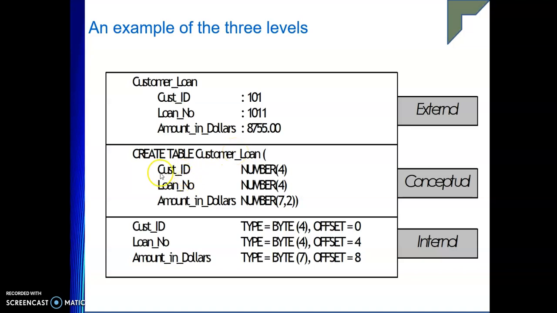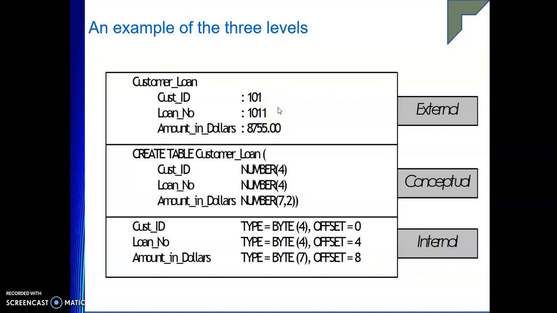I can see the customer ID is represented by a number of size 4, the loan number is also a number of size 4, and the amount of dollars is also a number, 7.2. And internally, I can see what kind of bytes and offsets, how the entire storage is done, which is nothing but the internal level. So the external view is what I as a user will see.